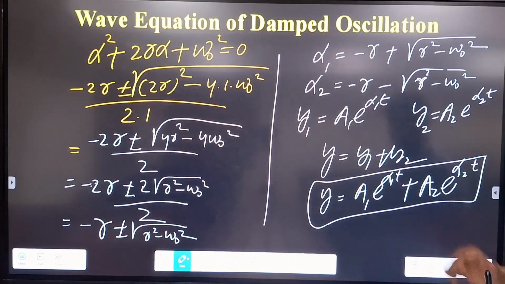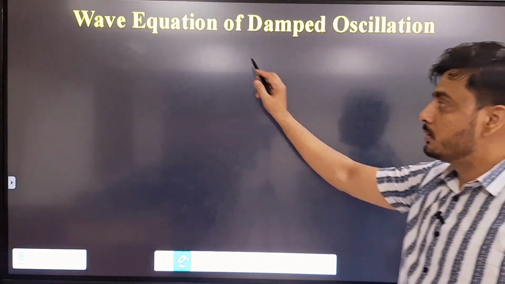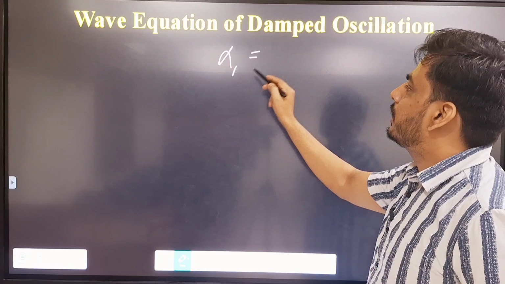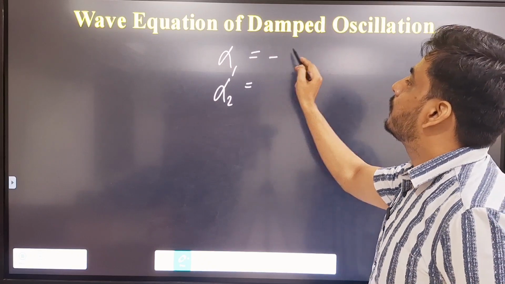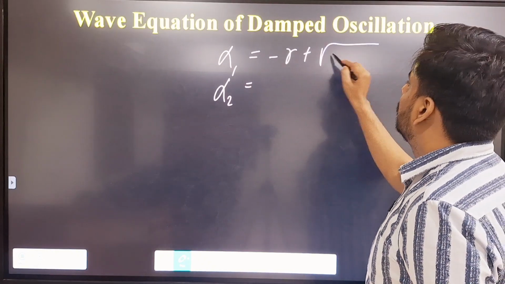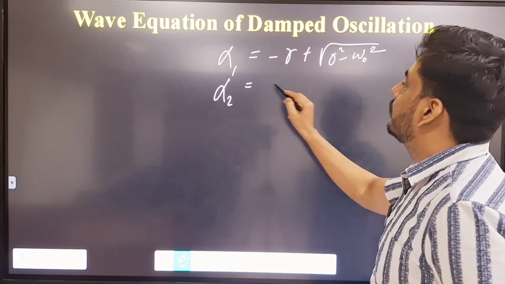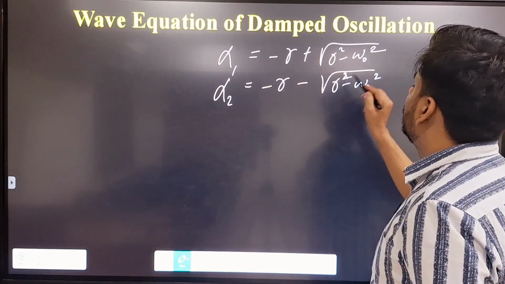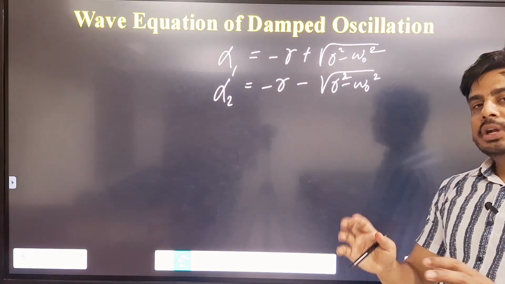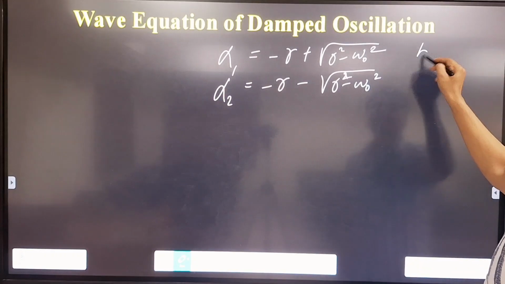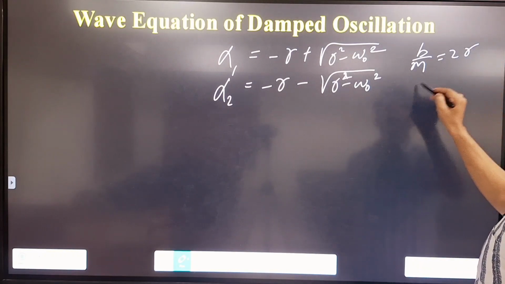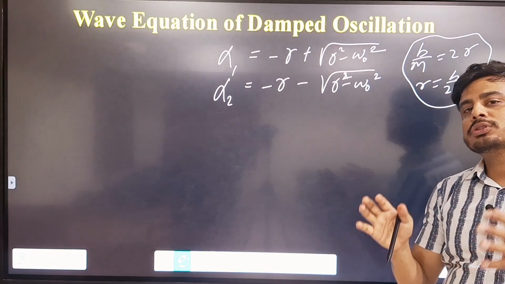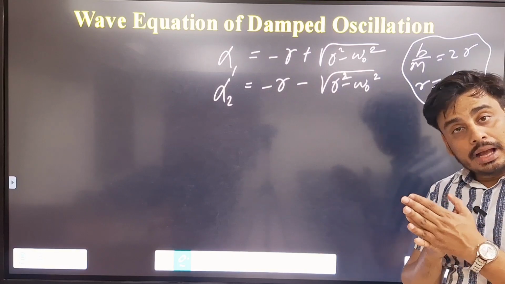Okay, so one more thing is there, the roots we get, alpha 1 and alpha 2. Alpha 1 we have written as minus r plus the square root of r square minus omega naught square. Similarly, minus r minus the square root of r square minus omega naught square. So here omega naught is nothing but the natural frequency, and r is the constant we have written, b by m equal to 2r. So r will be b by 2m. So this is the damping constant. Due to the damping force, there will be a decrease in energy as well as a decrease in the amplitude.